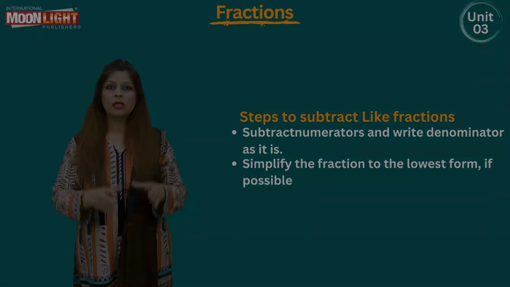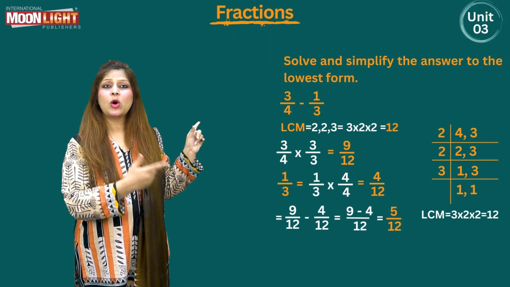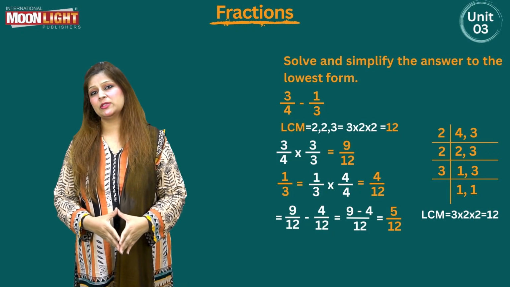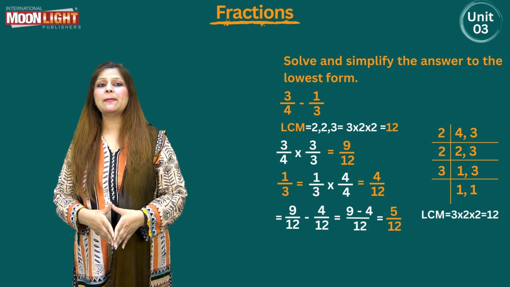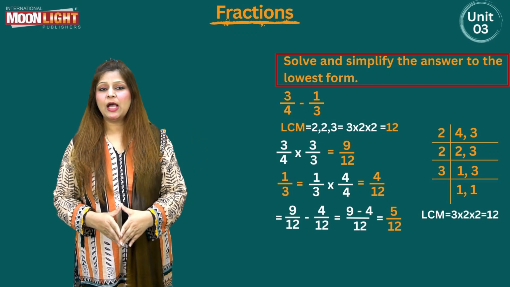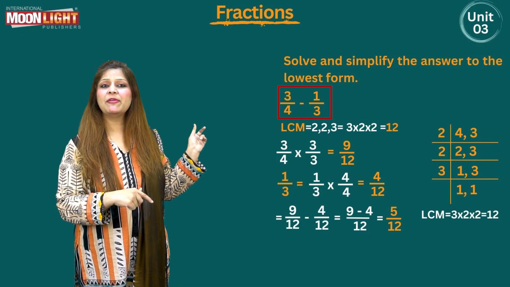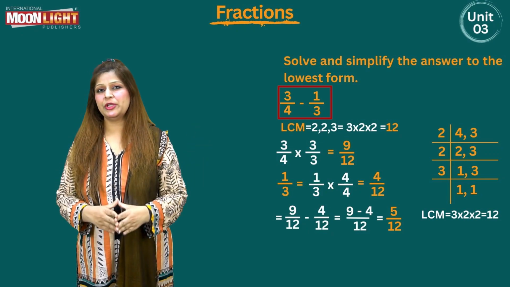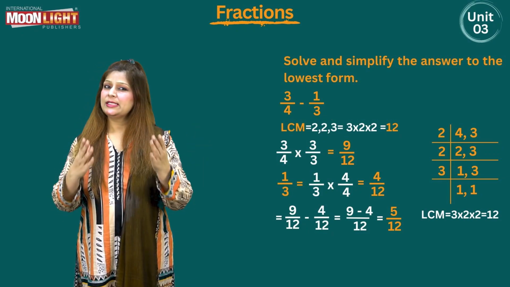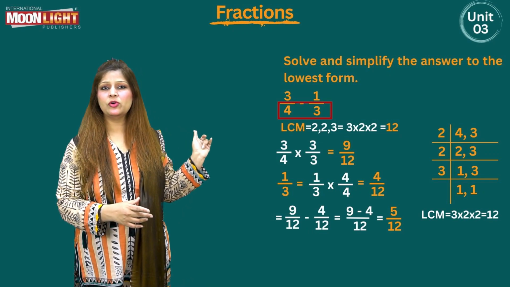Is it clear? Now, my dear students, I'm going to solve one example for you of subtracting two unlike fractions. The statement of the example is solve and simplify the answer to the lowest form. The given fractions are 3 by 4 minus 1 by 3. Now, what to do? This is the first step. Please check the denominators 4 and 3.